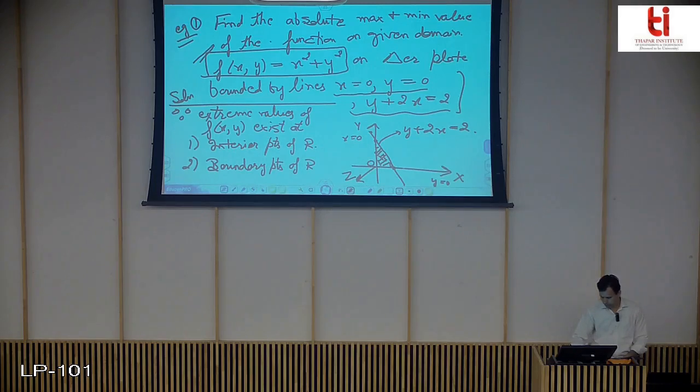Let me write this as O, this is A, this is B. This point is (1, 0), this is (0, 2), and this is (0, 0). So we have marked all the points on the region. These are the points where we must look for the extreme values, so let us proceed one by one.